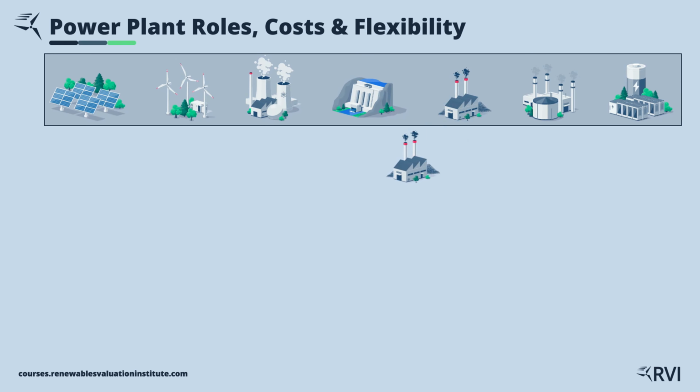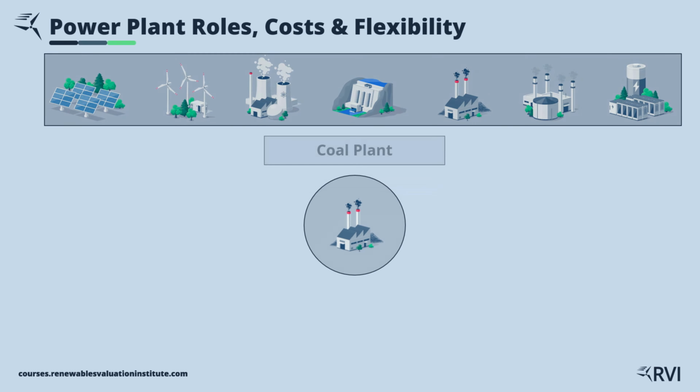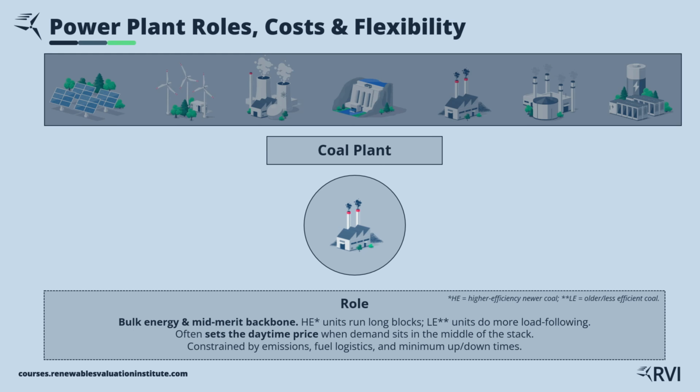Next up is coal. In the merit order, it sits between cheap baseload and the fast, expensive peakers. Think of coal as bulk energy in the middle. High efficiency units tend to run in long daytime blocks. Low efficiency units do more load following. Through many hours, coal often sets the price.